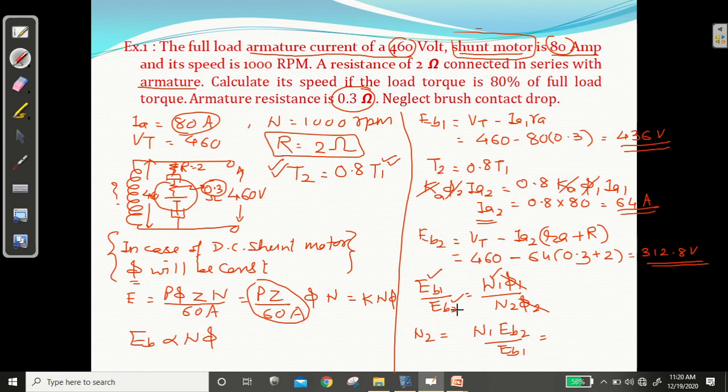So N1 यही बचेगा into EB2. N1 कितना है? It is given 1000 RPM. EB2 कितना है? 312.8 upon EB1 कितना है? 436. So by using the calculator, just use the calculator, you will get N2. N2 equal to 1000 multiplied by 312.8 upon 436. So I am getting 717 RPM. That is our answer. Right.